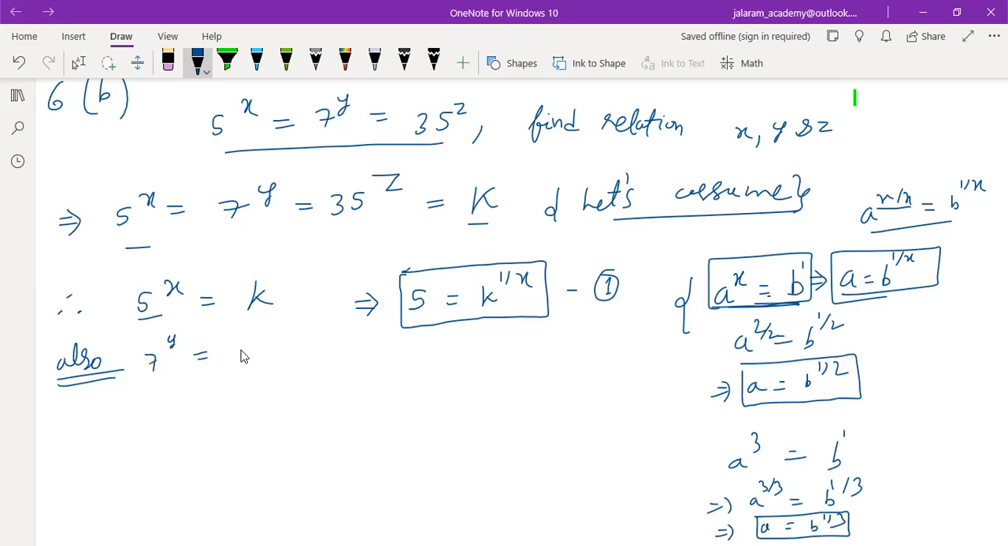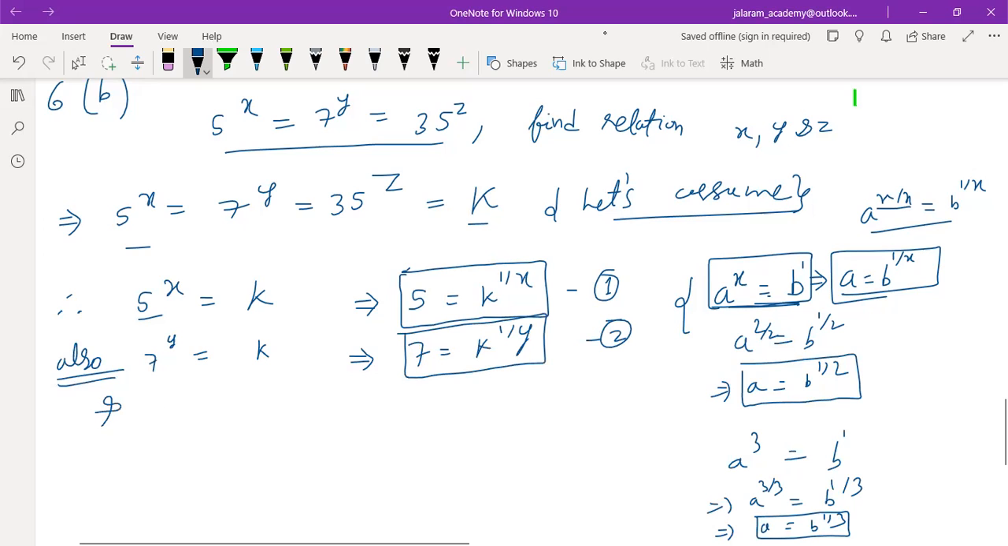7 to the power y is equal to k, it implies that 7 is equal to k to the power 1 by y. Understood, everyone? Is that clear to you?